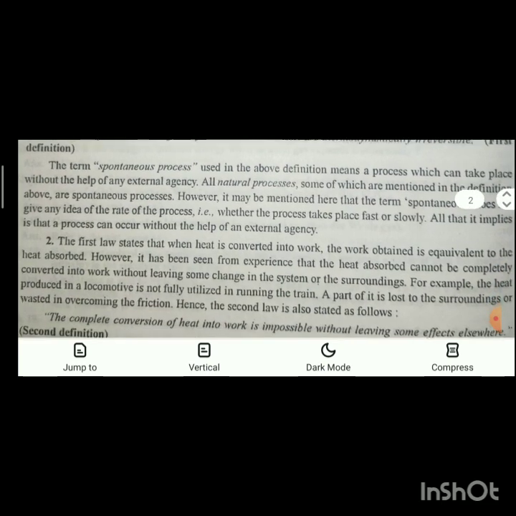The second law supplies answers to the above questions by stating that all spontaneous processes, like the flow of heat from hot end to cold end, diffusion of gas from high pressure to low pressure, or the flow of water down a hill, etc., are thermodynamically irreversible. The term spontaneous process used in the above definition means a process which can take place without the help of any external agency. All natural processes, some of which are mentioned in the definition above, are spontaneous processes.